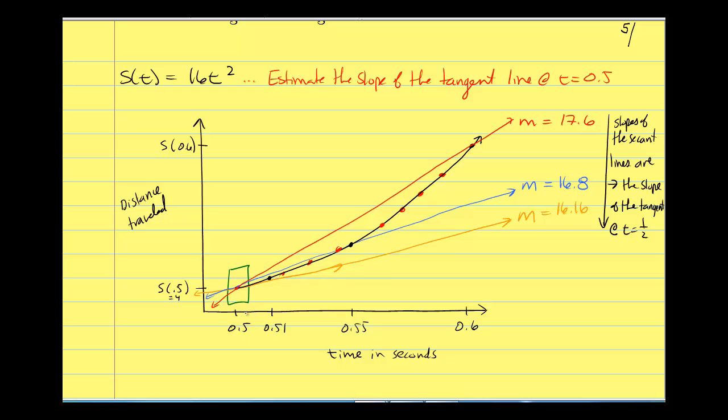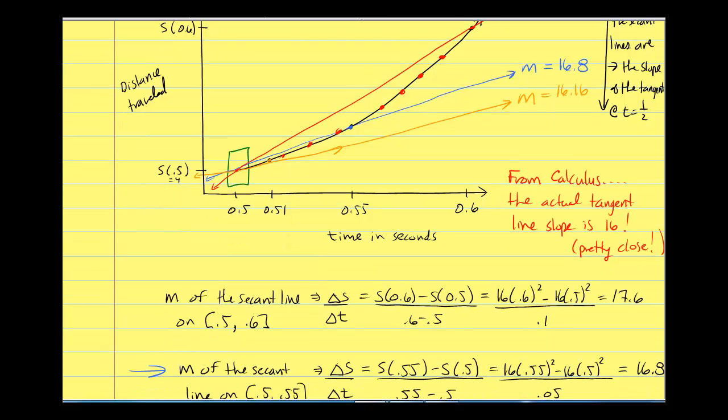But you can see there's a lot of computational work that goes into this. So again, a spreadsheet is a nice thing to work with here. You can also work with Maple, but I like a spreadsheet for this, just because I like working with spreadsheets. But the big idea here is that from calculus, the actual tangent line slope is 16, and we got pretty close. And we could get even closer if we had closer intervals. And so that's the big idea.